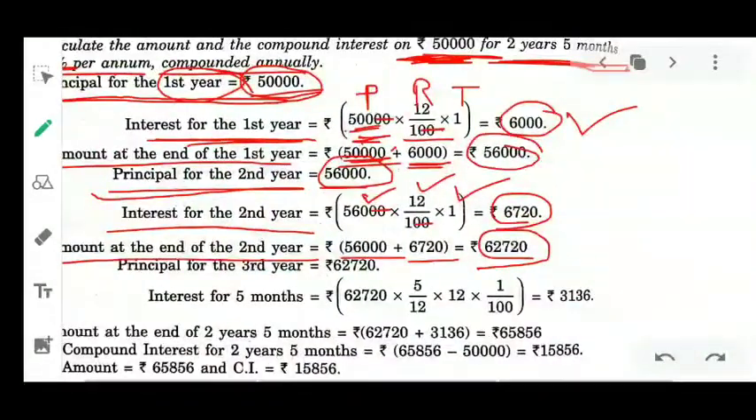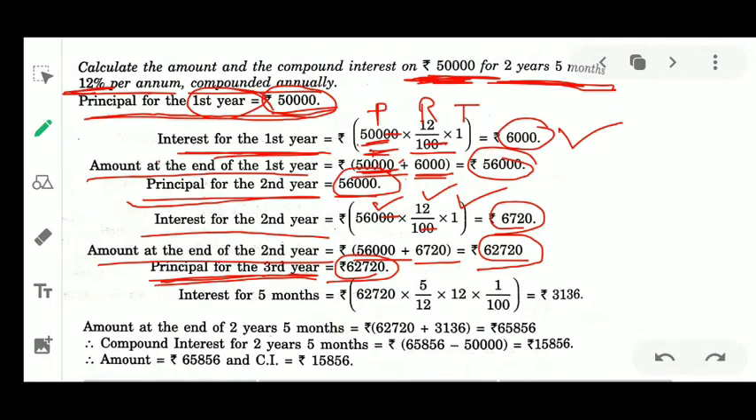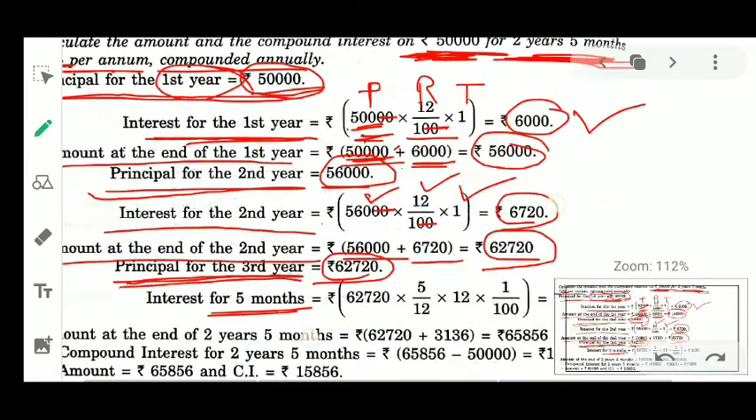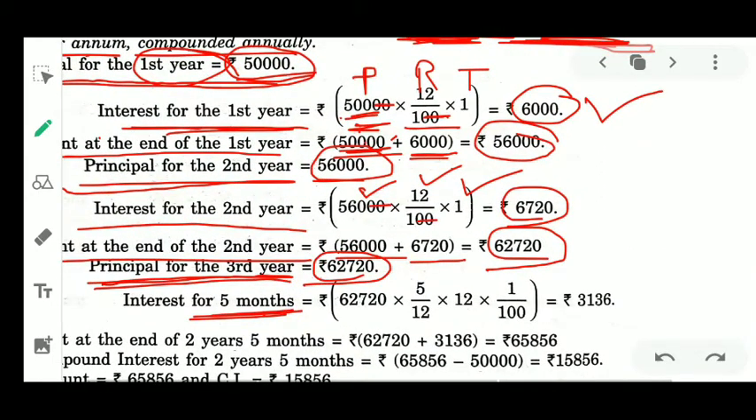Now principal for the third year will be what? The amount at the end of the second year, that is 62,720. But here you have to find out the interest for 5 months. You have to find out the interest for 2 years and 5 months. So interest for 5 months equals the principal value, that is 62,720, into 5 by 12.